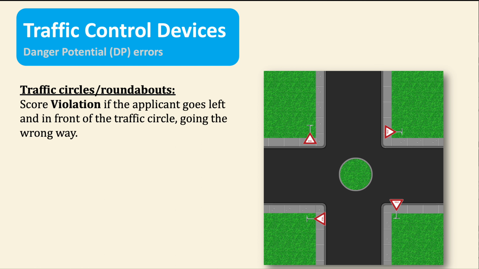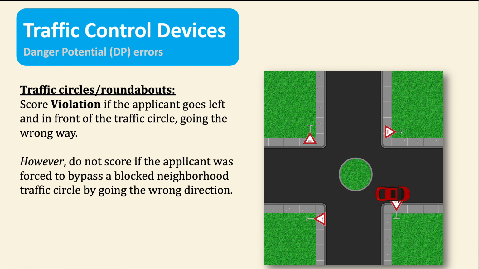Score a violation if the applicant goes to the left and in front of the traffic circle going the wrong way. So if they go the wrong way, that's a violation, driving on the wrong side of the road. However, here's a mild exception. Do not score if the applicant was forced to bypass a blocked neighborhood traffic circle by going the wrong direction. So in this case, you may have to direct them to that side. They're probably going to freeze because they know they're not supposed to go on that side. Don't score it as a violation.